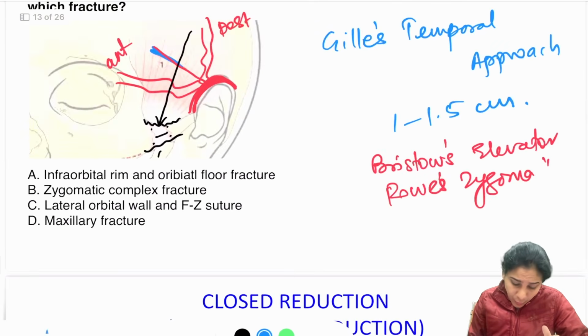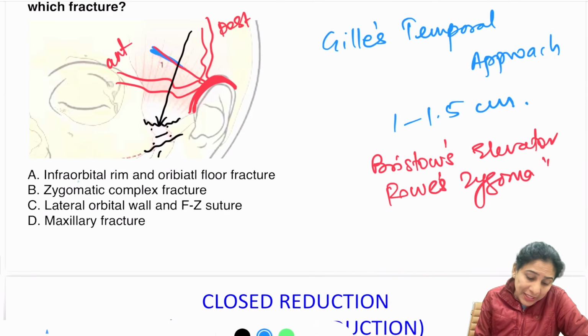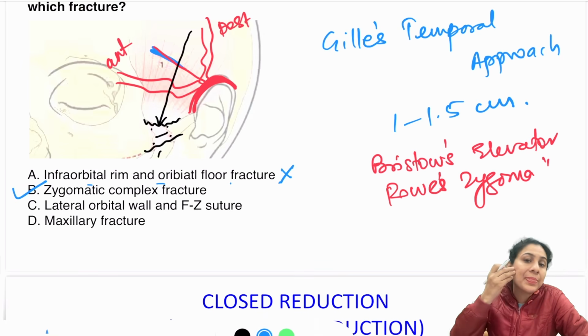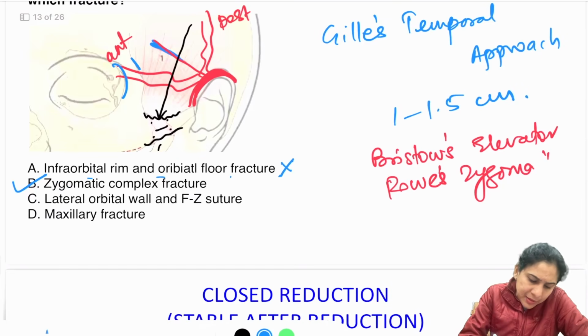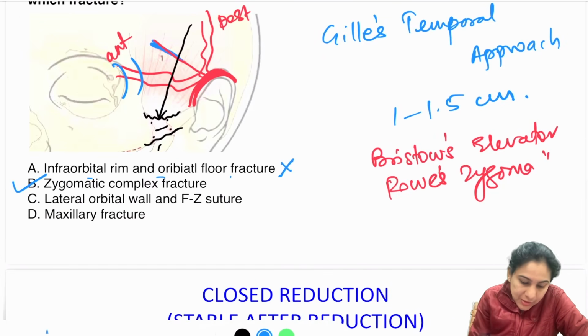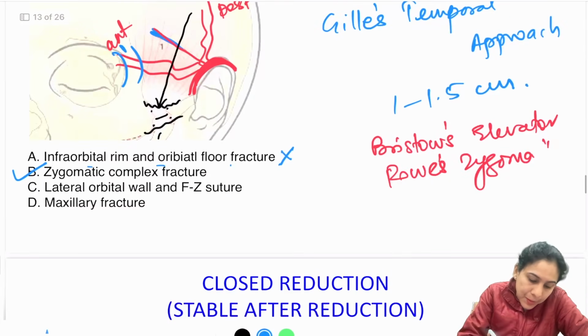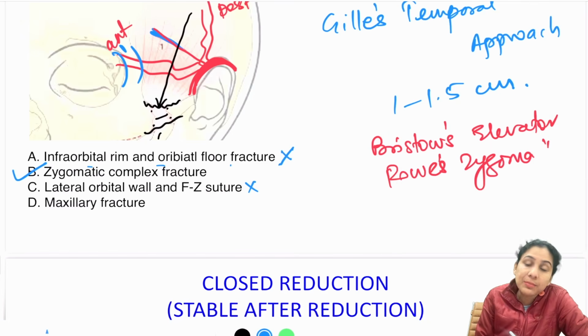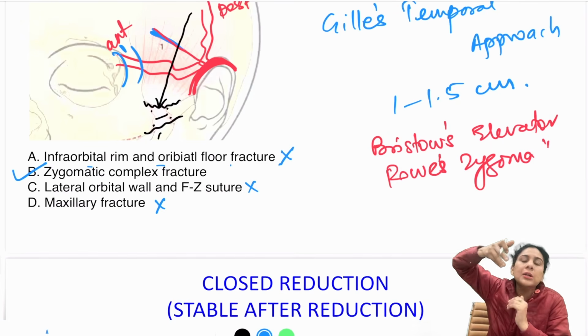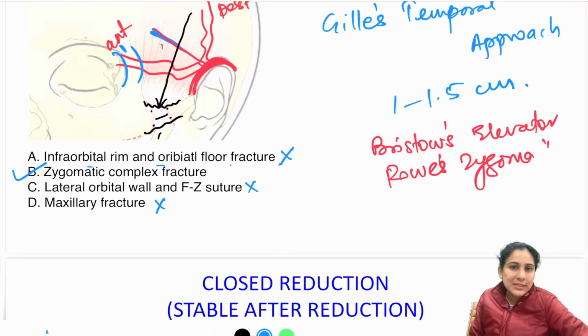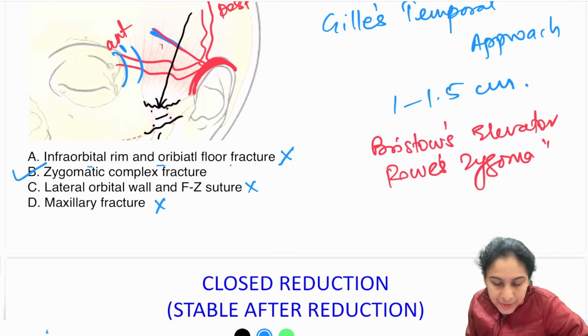So what will be the answer? Is it for the infraorbital rim and orbital floor fracture? No. Is it for the zygomatic complex fractures? Yes. It's for the zygoma and the arch. Is it for the lateral wall of the orbit and FZ suture? No. Why do I need to give that incision? I can give a small incision on the eyebrow. Is it for the maxillary fracture? No. For the maxilla, I can go intraorally. I don't want to go from the temporal region. So the correct answer is zygomatic complex fracture.